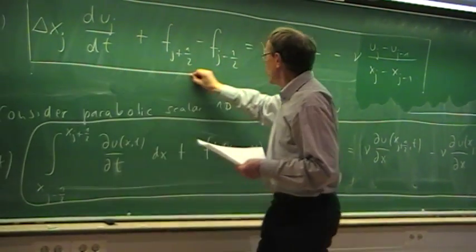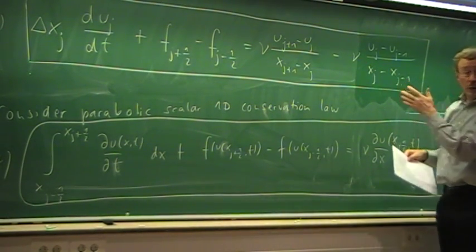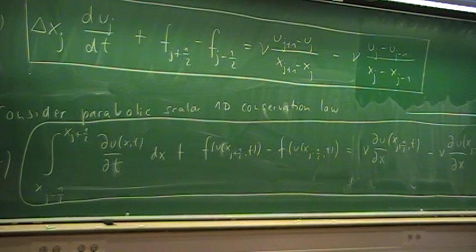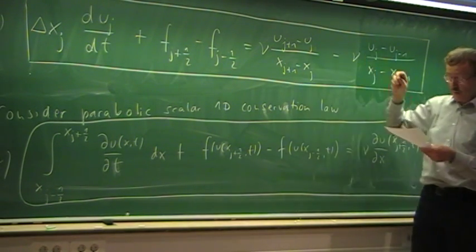And if we are away from the boundary, then at the boundary we have to do similar treatment as we discussed for the heat equation near the boundary. But if we are away and we have delta x constant, we can simplify these expressions.